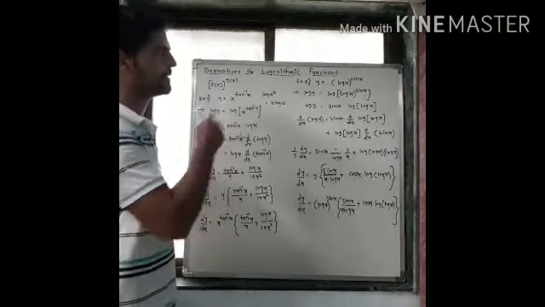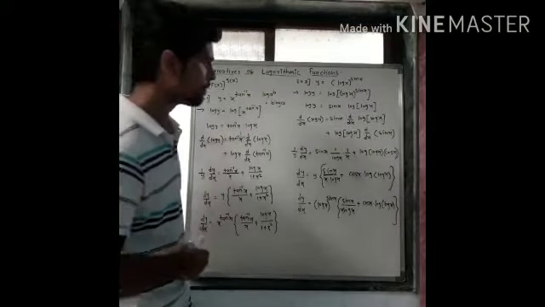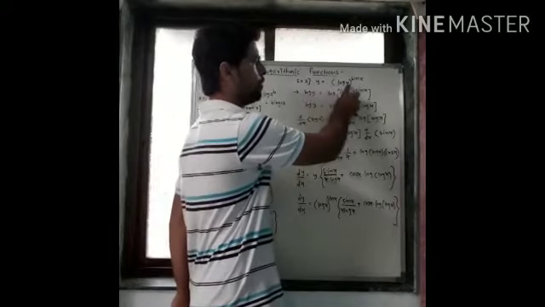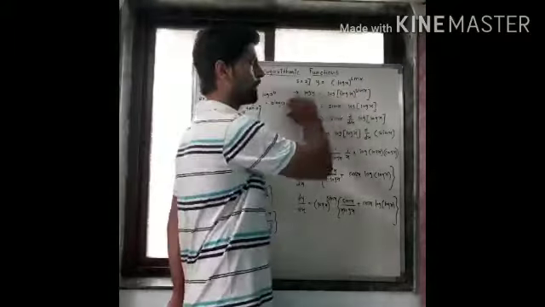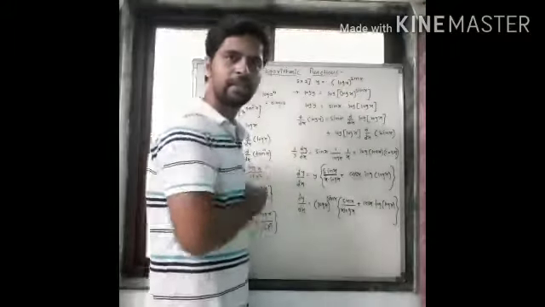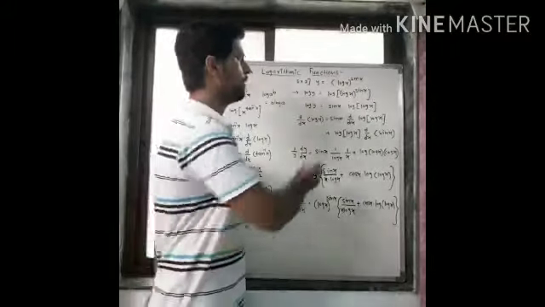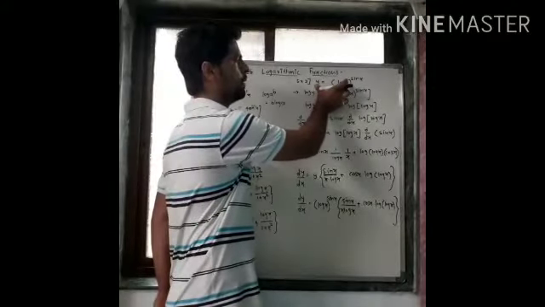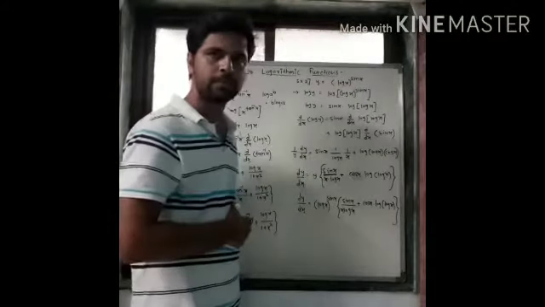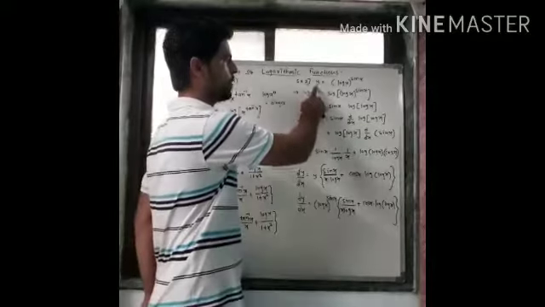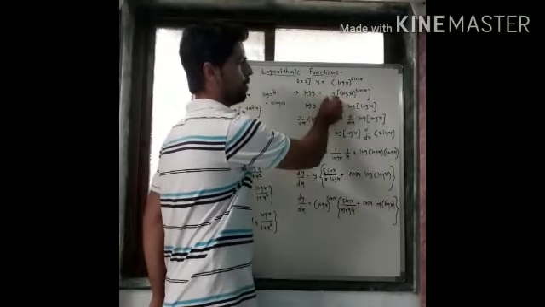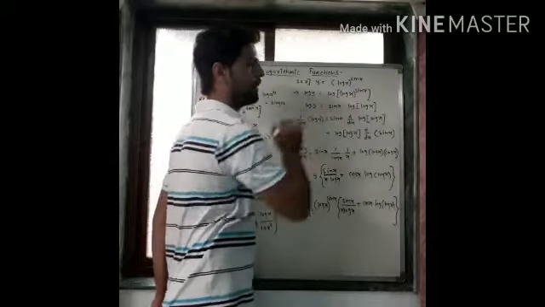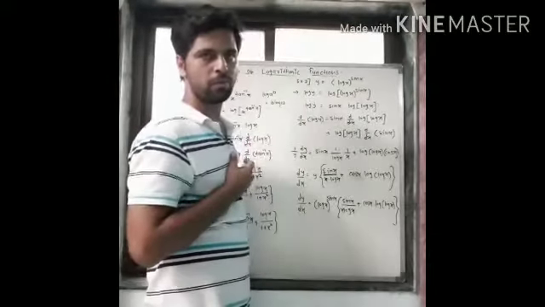Okay. Now let's see the second example. y equal to log x to the power sin x. Here log x is a logarithmic function, sin x is a trigonometric function. So now we'll take log on both sides. Okay. So the left side is log y, the right side is log into bracket log x to the power sin x. Here we applied log on both sides.